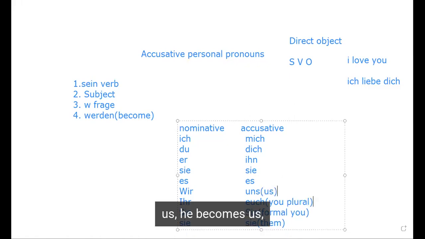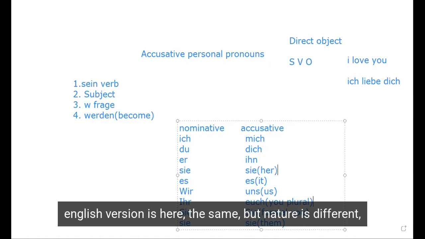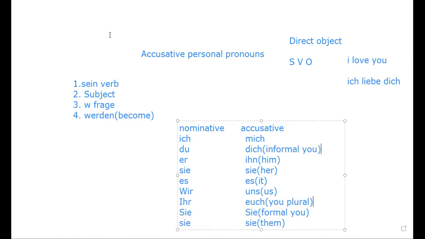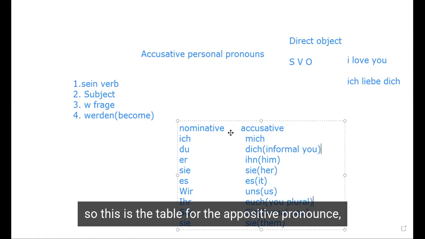Us, it becomes it only. The English version is her here. The sie form remains the same, but the nature is different. He becomes him. Informal you. So this is the table for the accusative pronouns, personal pronouns.